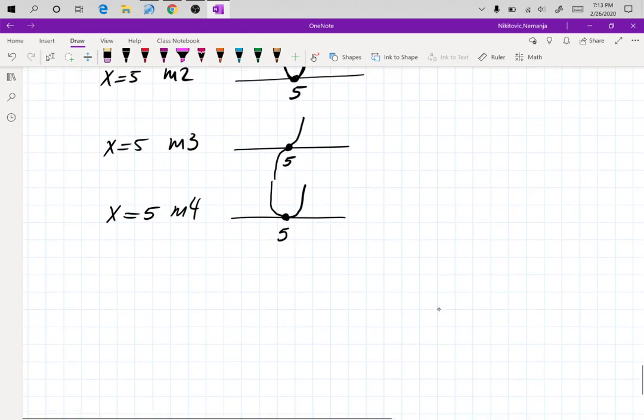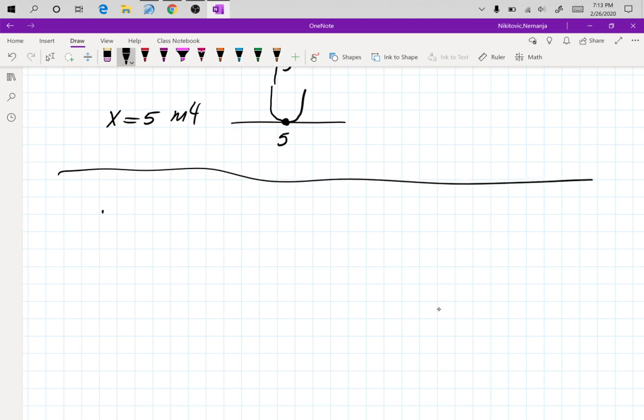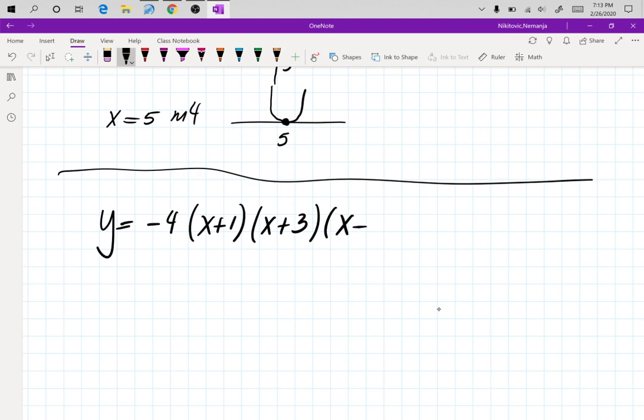So here is the last example for tonight. We are going to review this again and pick it up next class. Y equals negative 4, x plus 1, x plus 3, x minus 4 squared.